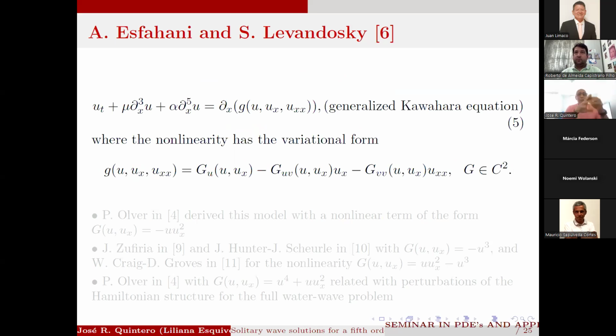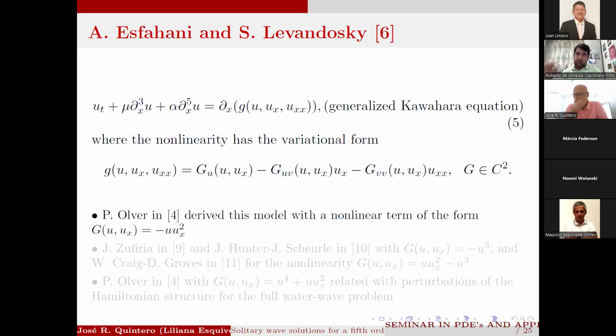So there is a paper related with this KDV model, which is the Kawahara equation, which is the KDV of fifth order. And here, they include this nonlinear term to force the model to be Hamiltonian. So that's why G has this special form. And this model is very important now. This model has been studied a lot. There are many results. This model was derived in different contexts.